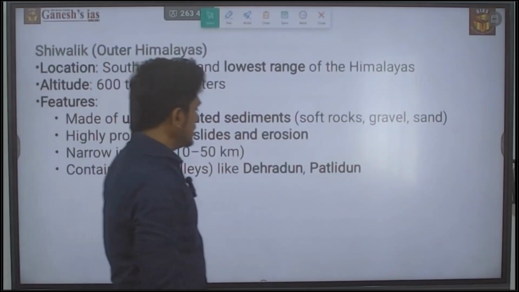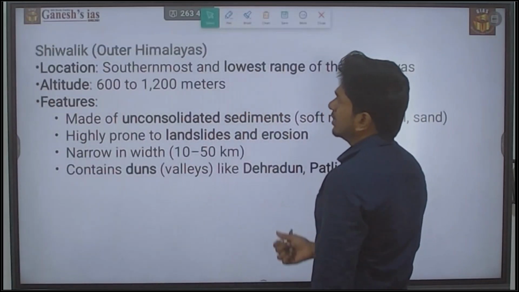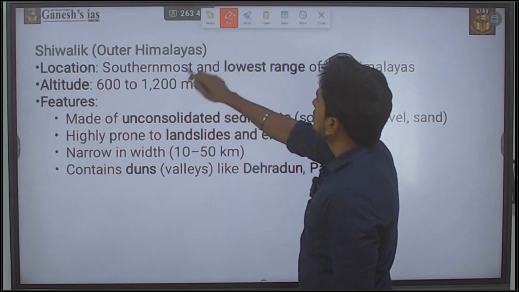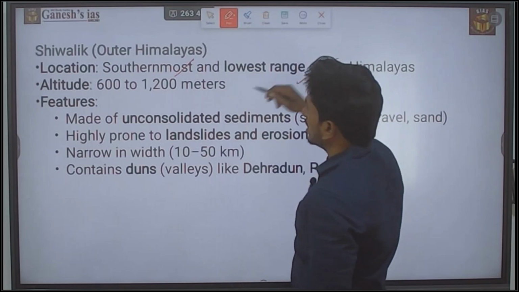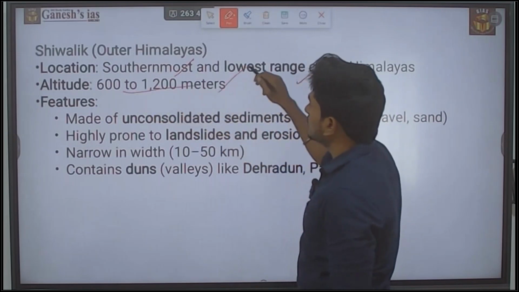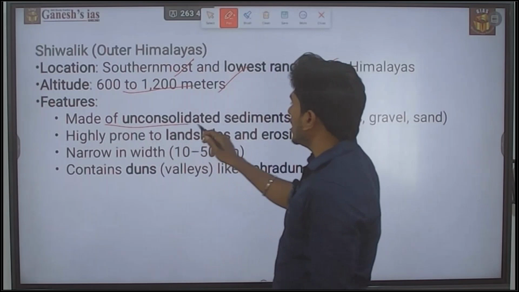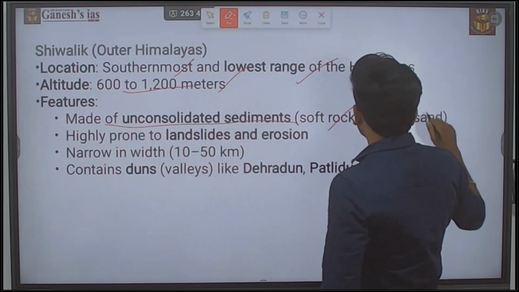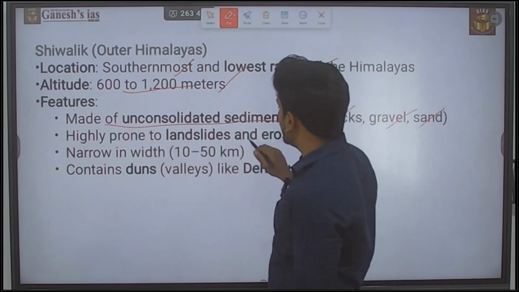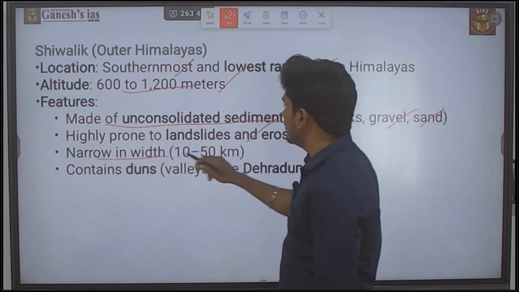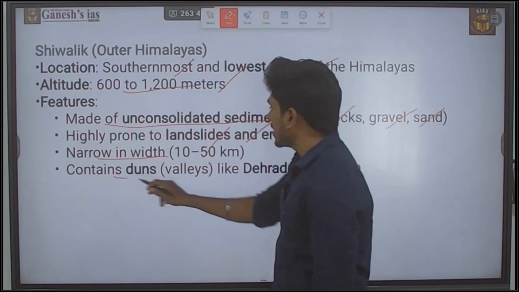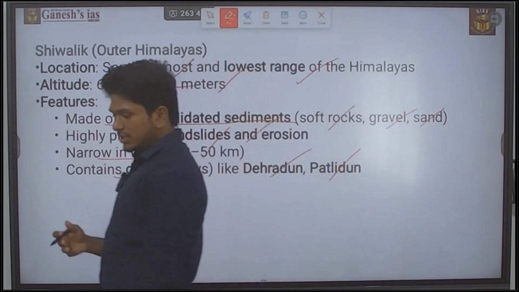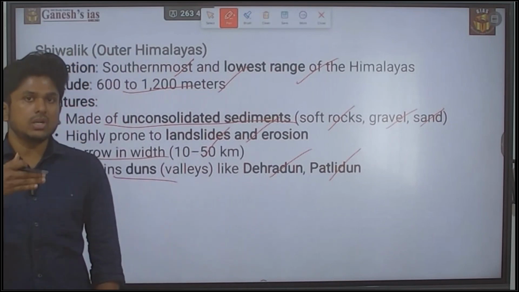And the last is Shivalik or Outer Himalaya. The location is southernmost and the lowest ranges of the Himalaya. The altitude is 600 to 1200 meters. The features are made up of unconsolidated sedimentary rocks, which is soft rock, gravel, and sands. Highly prone to landslides and erosion, narrow in width, 10 to 50 kilometers, contains duns like Dehradun and Patli Dun.